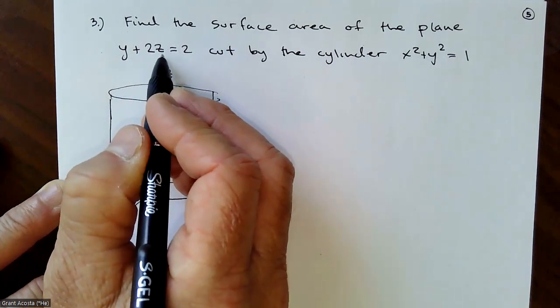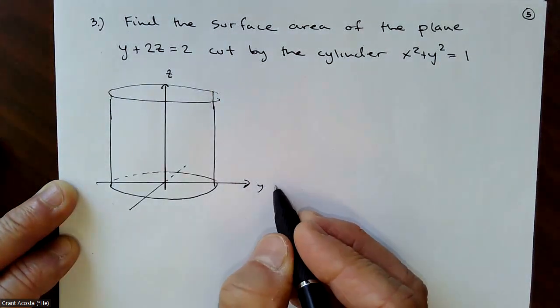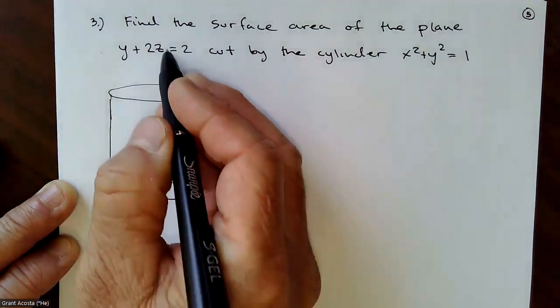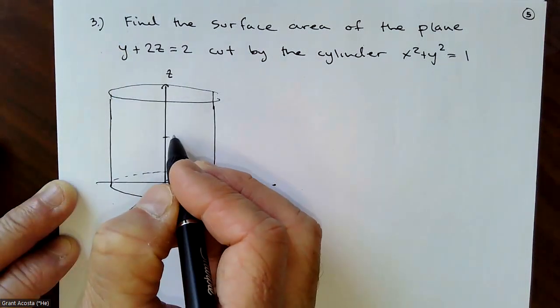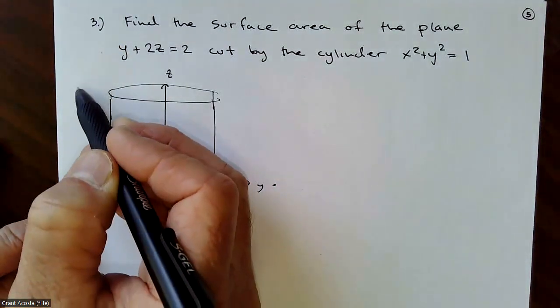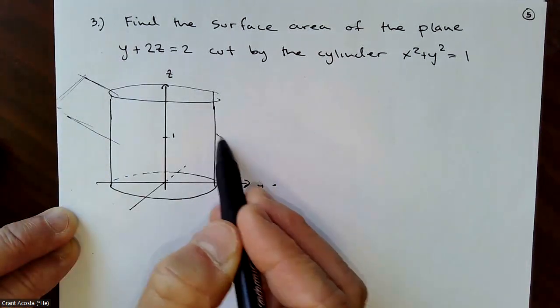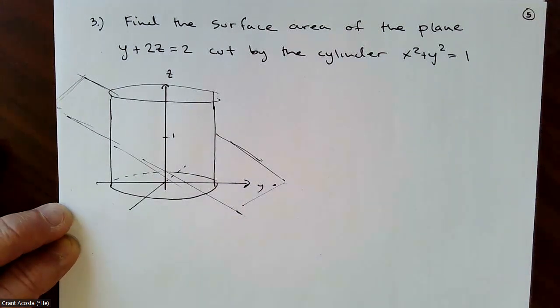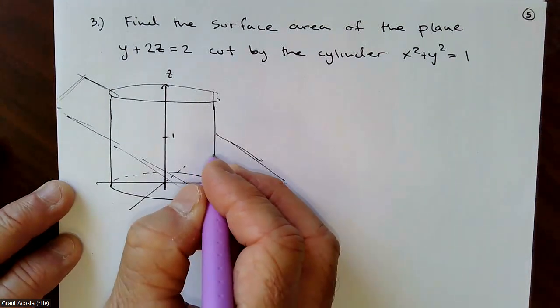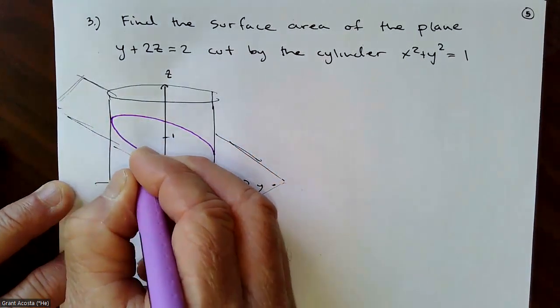Now the plane y plus 2z equals 2 is a plane that has a y-intercept of 2, so maybe over here somewhere, and a z-intercept, if y is 0, of 1. So it's going to cross the z-axis here. You can kind of picture a plane that's going down, cutting through this cylinder. And if it cuts through this cylinder, the intersection will look like an ellipse. It might look something like this.